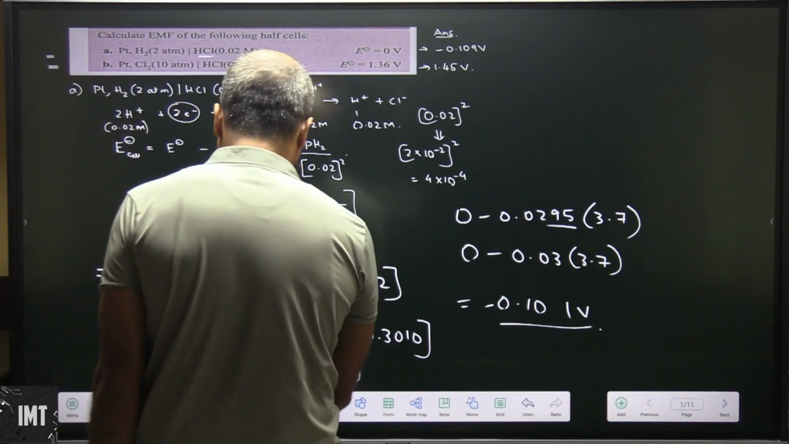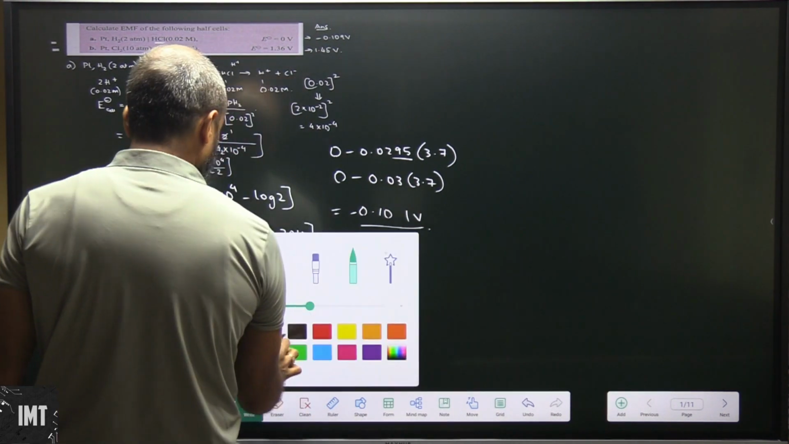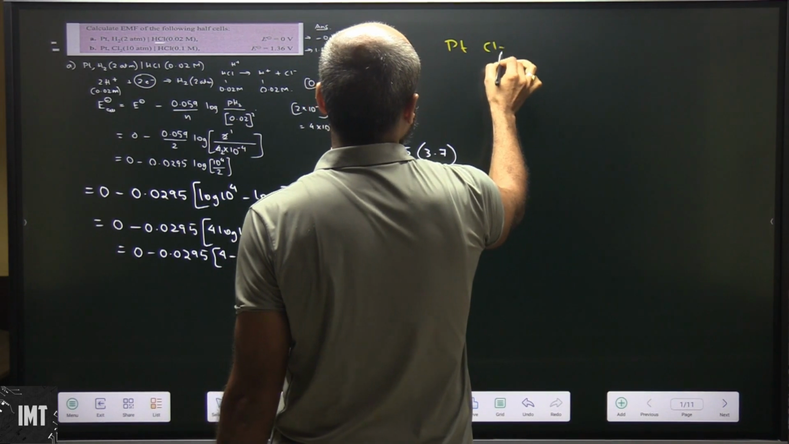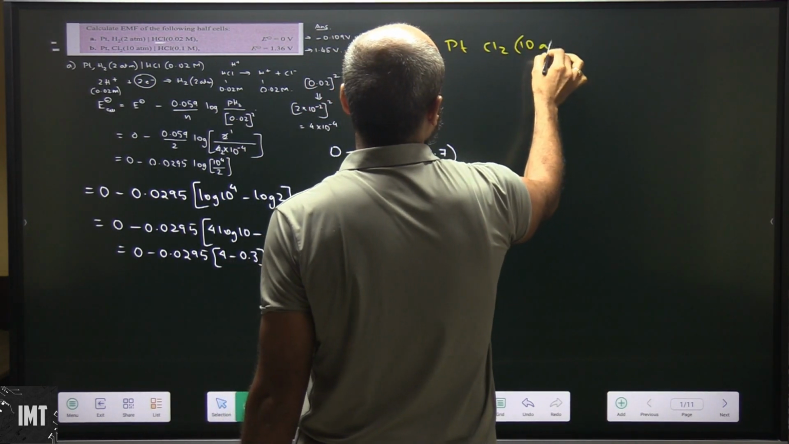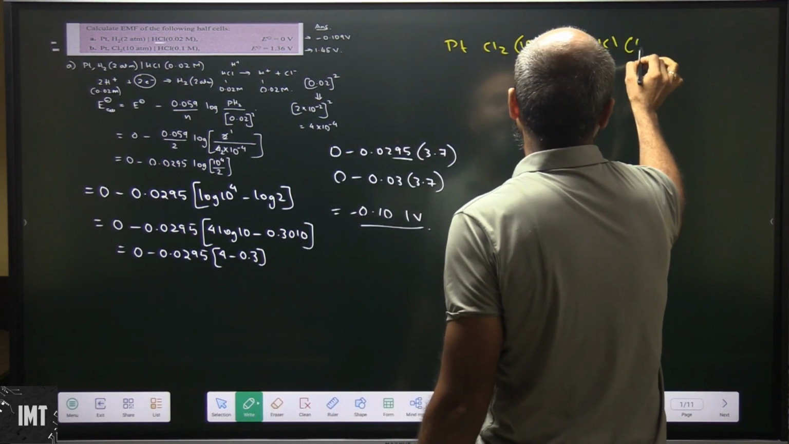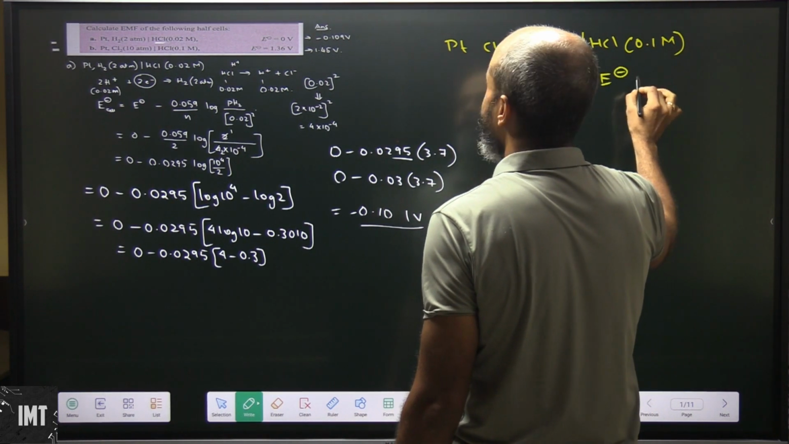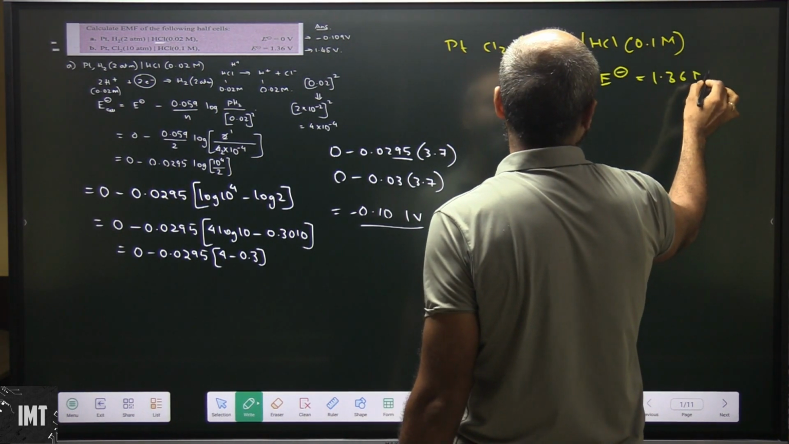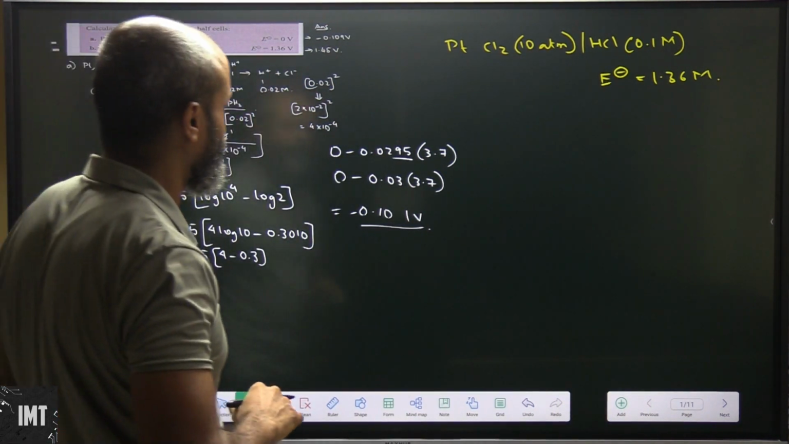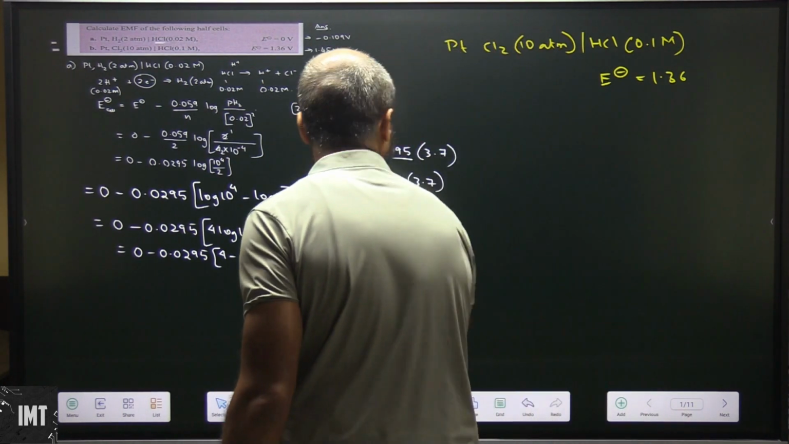Now let's look at the other problem here. The other problem states a Pt half cell reaction is given. This is 10 atmosphere and there we have HCl, here it is 0.1 mole, and here it is given the standard EMF as 1.36 volt. I am so sorry, this will be 1.36 volt.